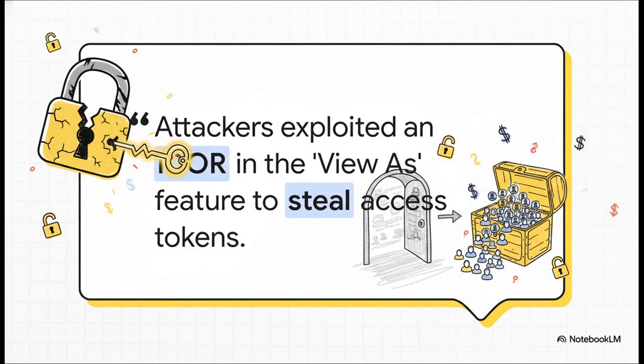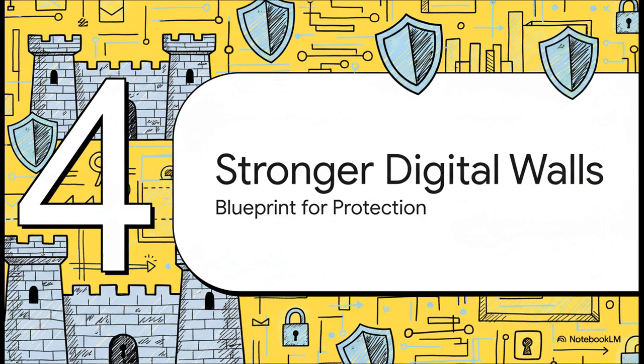So, what caused this absolute catastrophe? Was it some super complex, nation-state level attack? No. It was a single broken access control flaw. To be specific, it was an IDOR vulnerability, just like the one we talked about, in the View As feature. It let an attacker generate the access keys for other users. One unlocked door led to 50 million accounts being compromised. So, that's the scary part. How do we prevent this from happening? How do we build stronger digital walls and make sure our doors are actually locked?